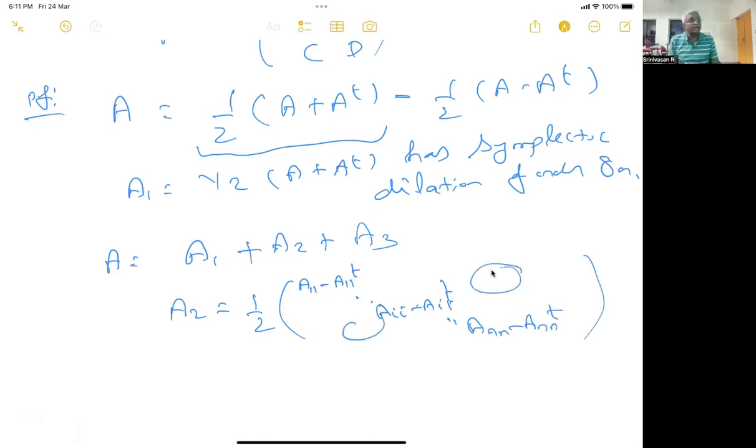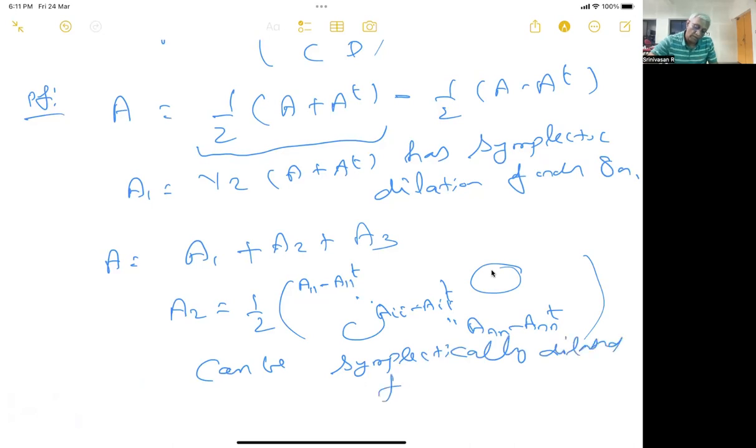Okay. And we know that any 2 cross 2 matrix, once you submit the assignment, we know that any 2 cross 2 matrix can be symplectically dilated to order 4. And then the direct sum can be dilated. So this A1 can be dilated to order 8n. And A2 can be dilated to order 4n again. There are n of them. So each entry can be dilated, so the direct sum can be dilated.